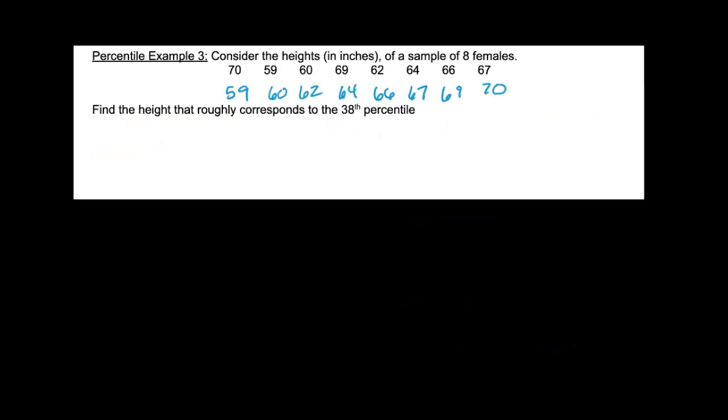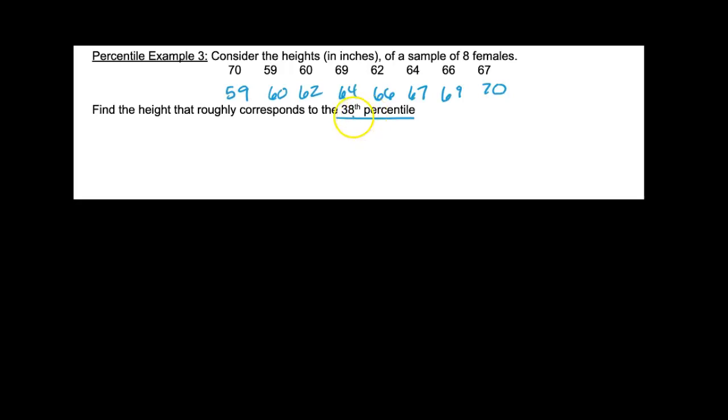Now let's take a look at example 3. This example is a little bit different because in this example we're going to consider these heights. Let's say we have a sample of 8 females, and then we're asked to find the height that roughly corresponds to the 38th percentile. So here we're given the percentile and we need to find the value that's at that percentile. So a different type of question compared to example 2. And so how do we approach this?